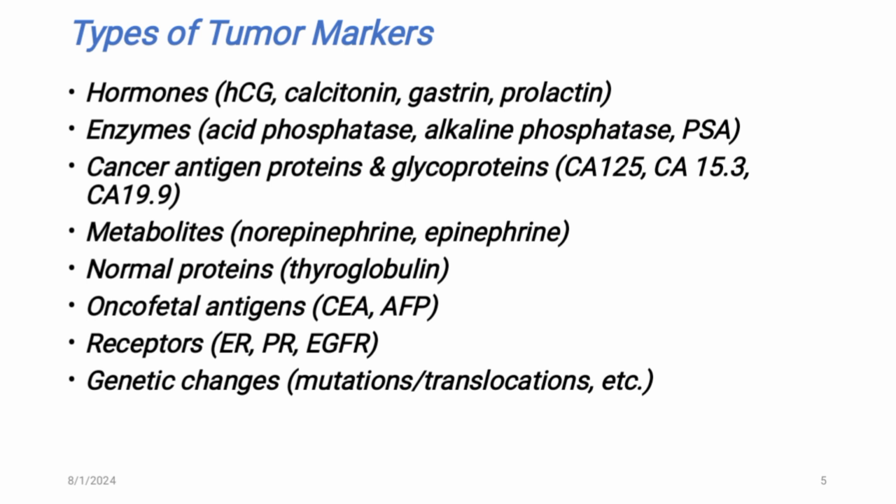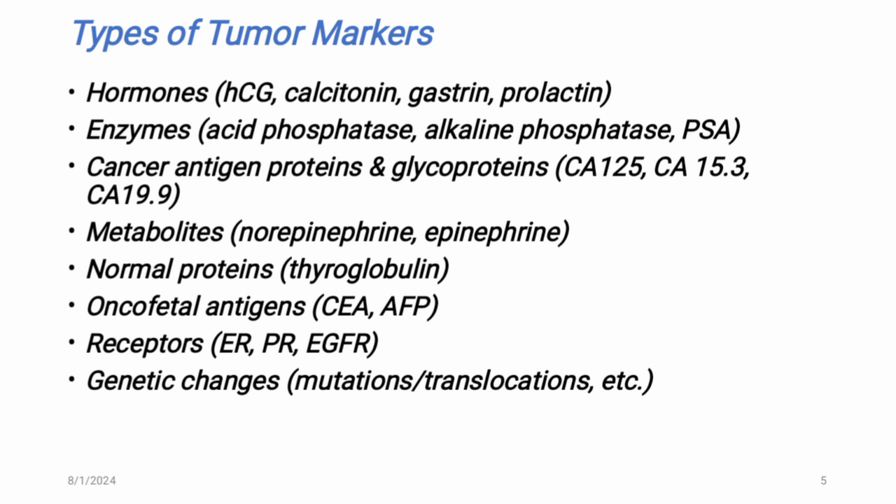And which hormones can be used as tumor markers, can show the tumor? These are hCG, calcitonin, gastrin, and prolactin. Enzymes are acid phosphatase, alkaline phosphatase, and PSA. Cancer antigen proteins and glycoproteins are CA125, CA15.3, and CA19.9. And CA shows the carbohydrate antigens, which may be present on the cell surface of the cancerous cells.